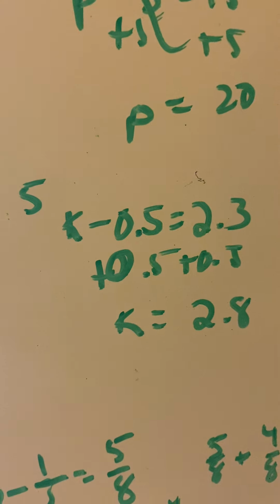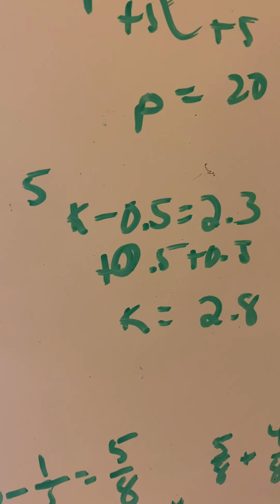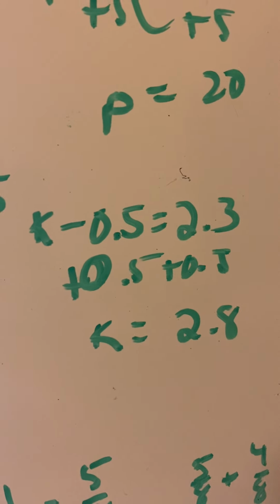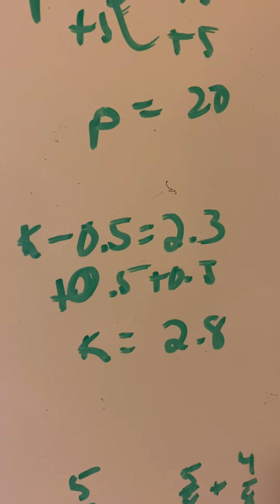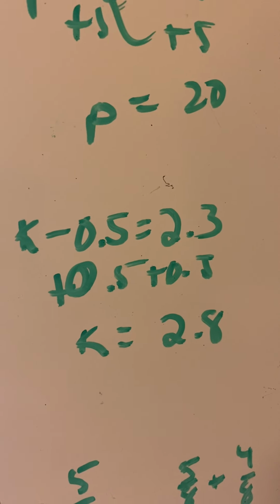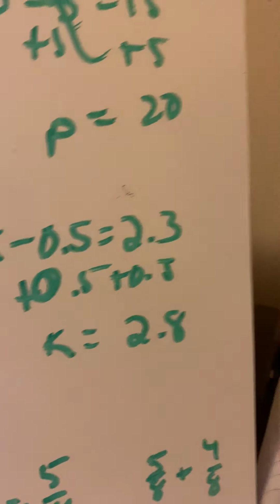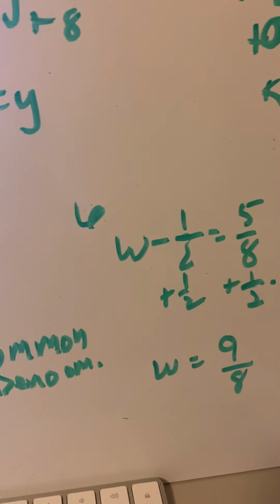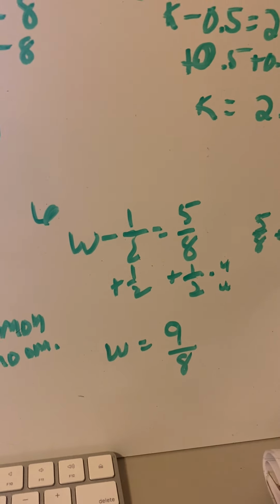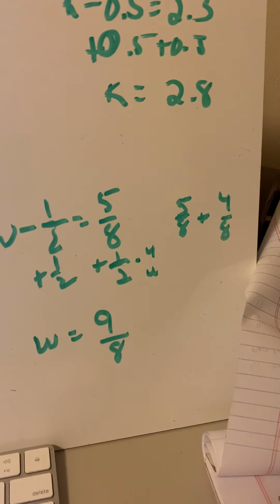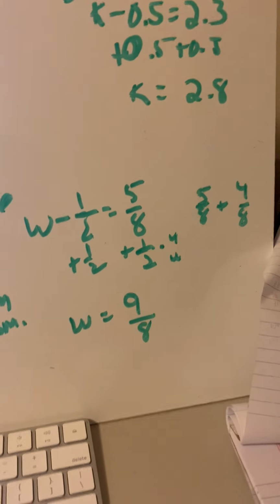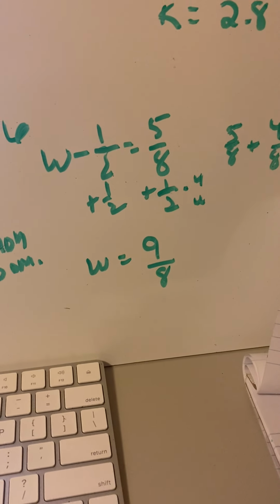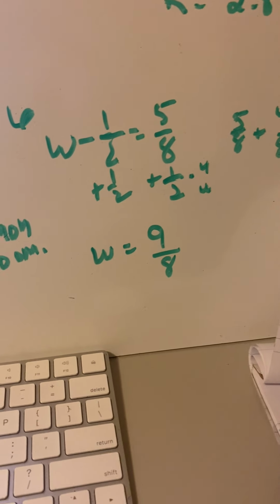They try to get tricky with number 5. They've got a decimal. Ooh, a decimal. -0.05, so you have to add 5/10 to the other side, and it should be k is equal to 2.8. Now, the trickiest one of the 6 that I assigned was number 6, and it wasn't because it was tricky math. It was just because you had to find the common denominator to be able to get the answer. The answer to this should be w is equal to 9/8.